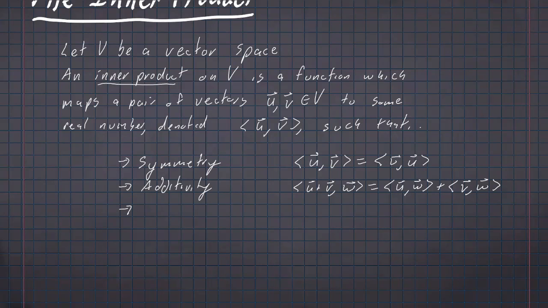We have homogeneity, which is essentially an associative property with scalar multiplication. The inner product of some constant k times u with v is the same thing as that constant k times the inner product of u and v.